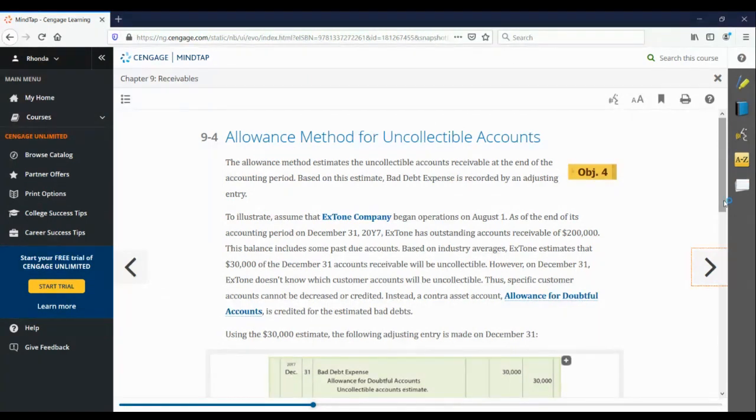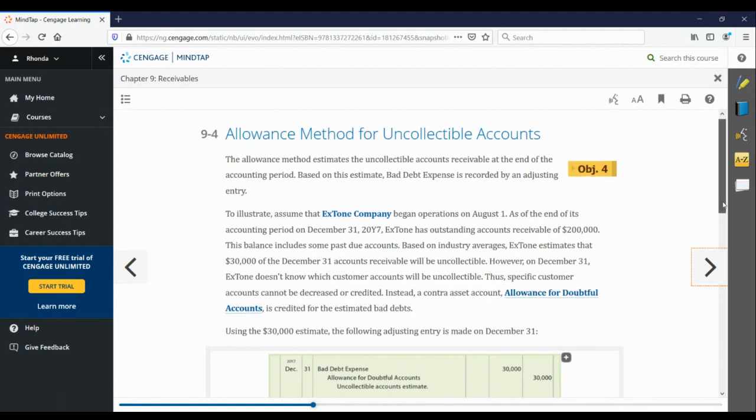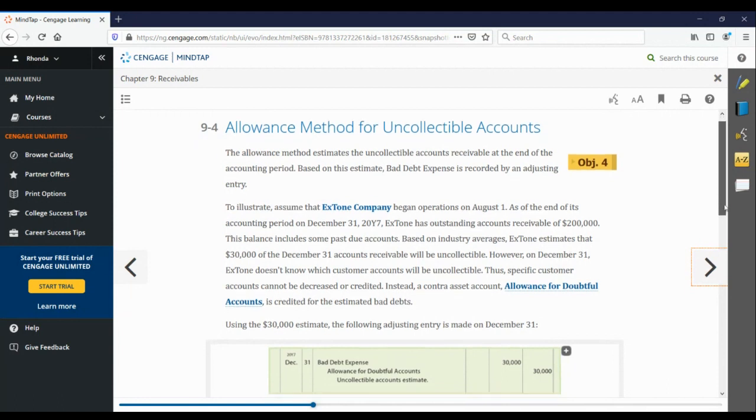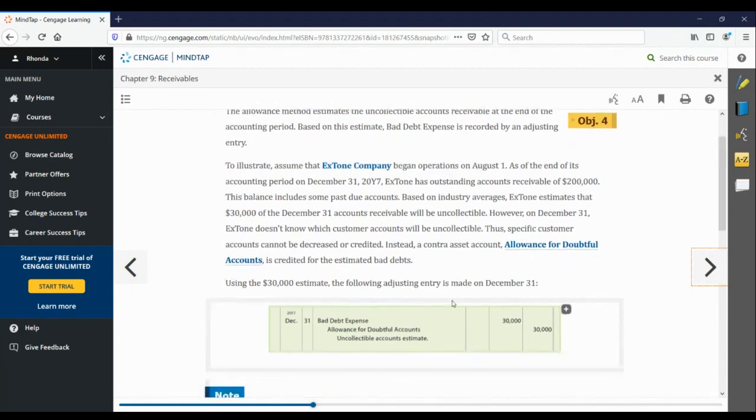So we have to have some way to base that estimate. A lot of companies use their credit history about customers who have not paid them in the past as a way to estimate the amount of the uncollectible accounts. At the end of the accounting period, when we're using the allowance method, we have to first estimate what we think the uncollectible accounts are going to be in the future.